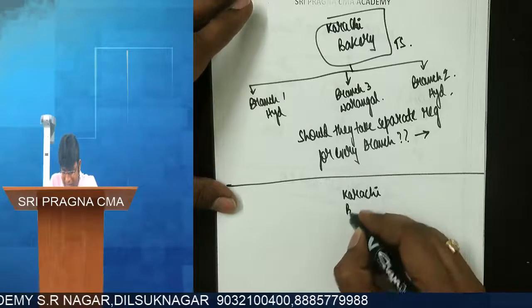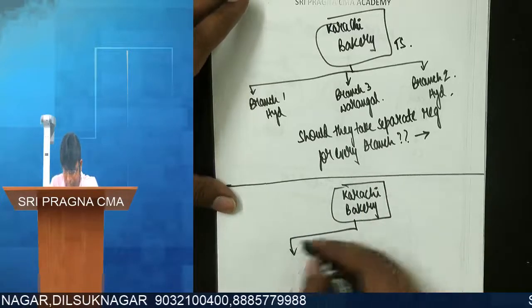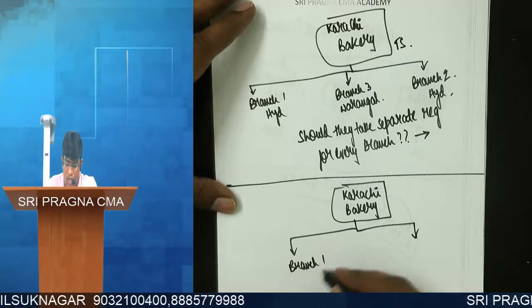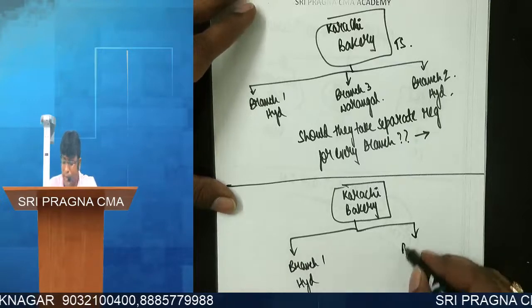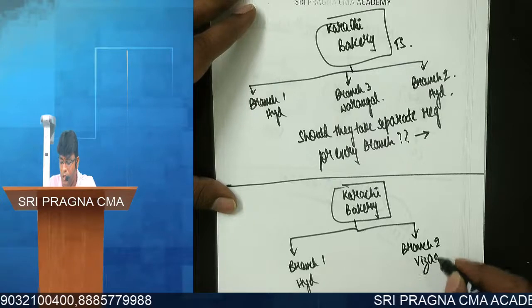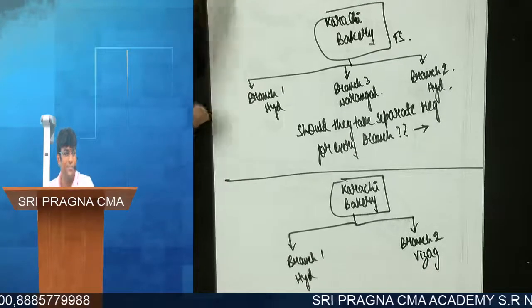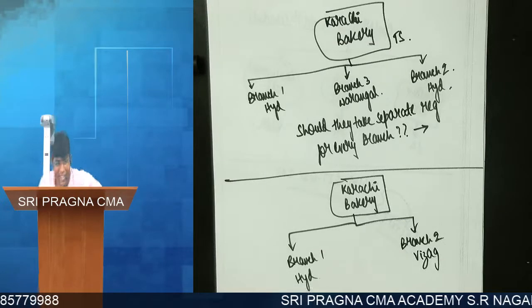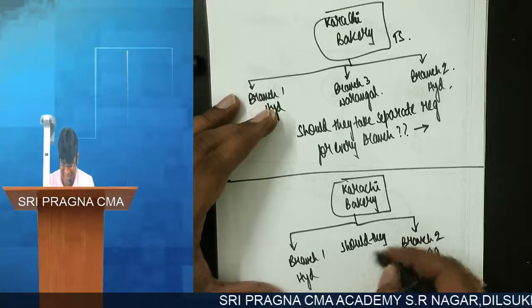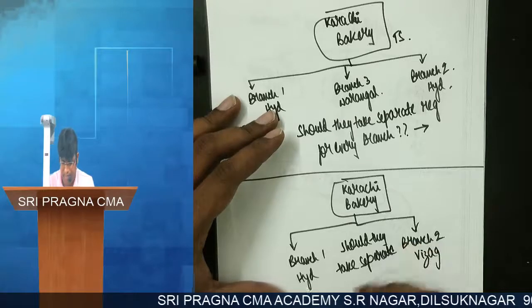Same Karachi bakery. Which is in 2 places. Branch 1, Hyderabad. Branch 2, Vizag. Where is Vizag? Exactly. Same question repeat. Should they take separate registration?